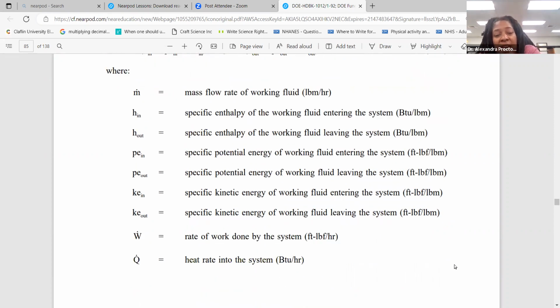KE in is the specific kinetic energy of the working fluid entering the system, in foot-pound force per pound mass. KE out is the specific kinetic energy of the working fluid leaving the system, in foot-pound force per pound mass. W is the rate of work done by the system, and of course it's per unit time, foot-pound force per hour. And Q is the heat rate into the system, again divided by unit time, which is BTU per hour.